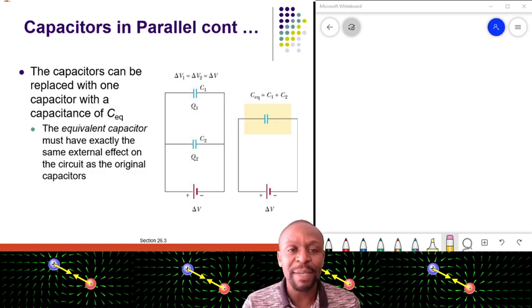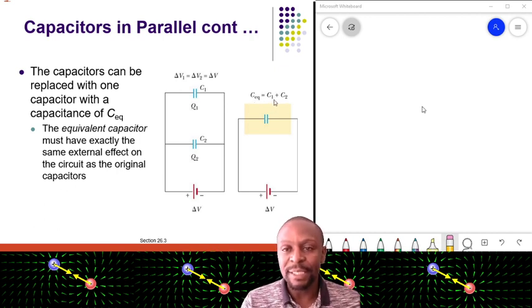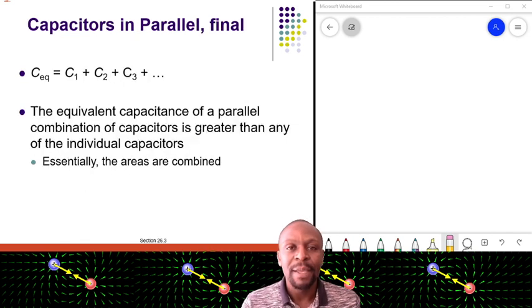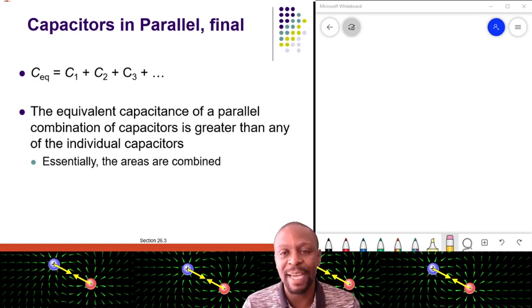The equivalent capacitance must have exactly the same external effect on the circuit as the original capacitors. That is, these two connected in parallel can be represented as one equivalent capacitor, which will have the same effect as these two. The equivalent capacitance for capacitors connected in series is given by this equation. If you have more than two or three, this is what you are going to have for your equivalent capacitance. The equivalent capacitance of a parallel combination of capacitors is greater than any of the individual capacitors.